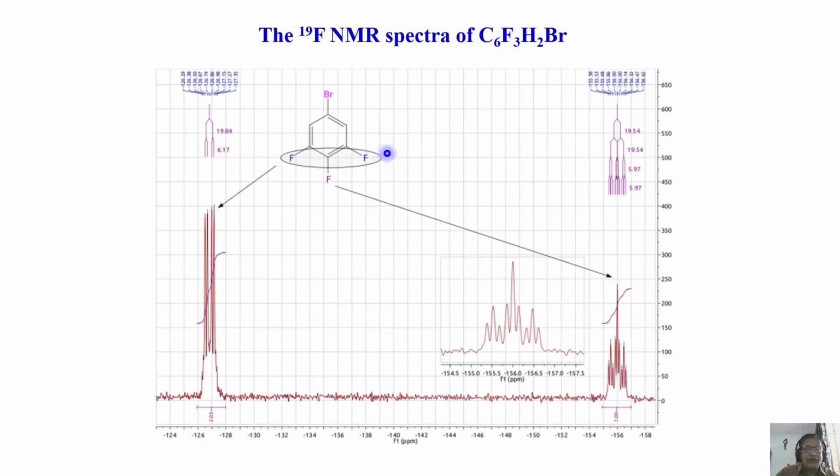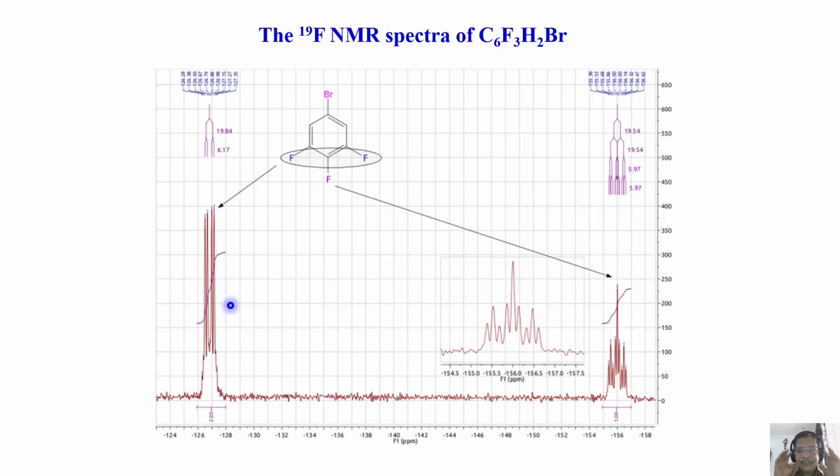Now on the other hand, this one, they are equivalent. If you treat it like a single fluorine, it will couple with this fluorine and becomes a doublet. And again, it will couple to these two protons, which are equivalent. Again, it is a doublet. So it is going to be a doublet of doublets. You understand? The largest coupling is the FF coupling, about 19.84, and this meta coupling is about 6.17. As a consequence, it appears like a doublet of doublets.